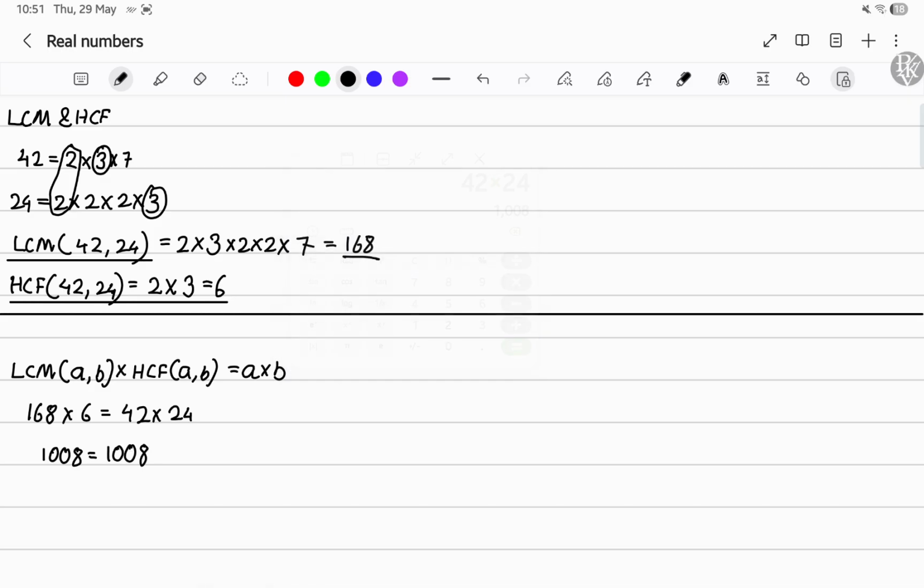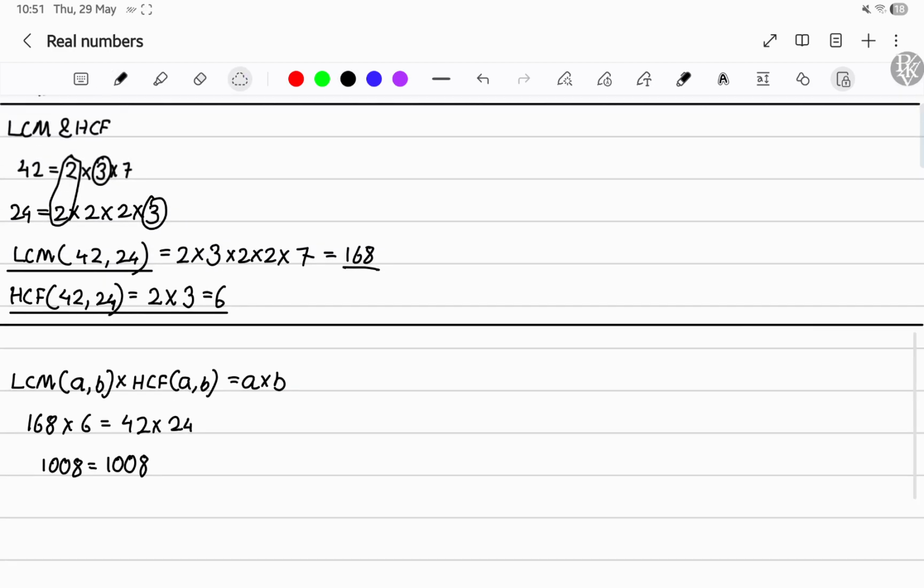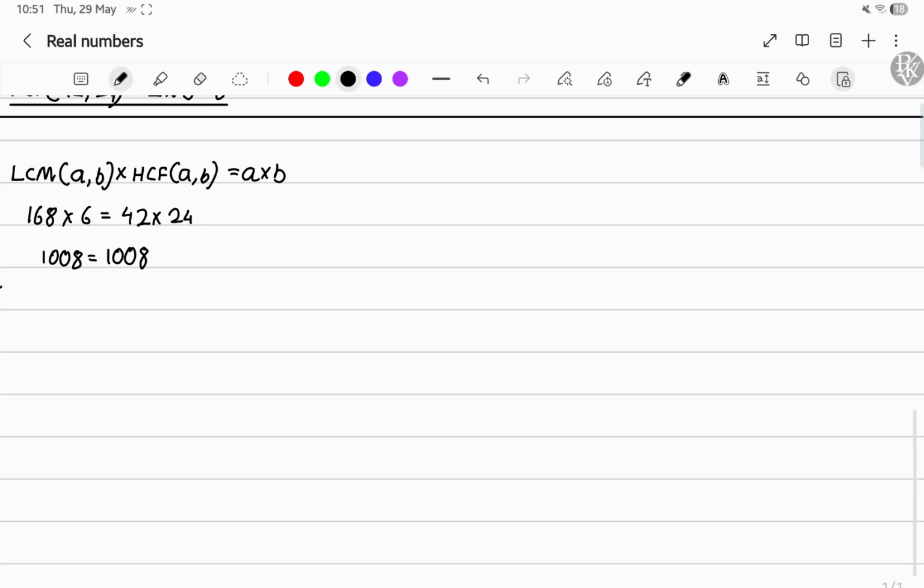Now this will work for every number, and questions may come. They will give you two numbers and say verify LCM into HCF is equal to A into B. So then you will find the LCM and then you will find the HCF. You will multiply them and see if A into B is the same as LCM into HCF. Okay, so that is the third part of the chapter over.